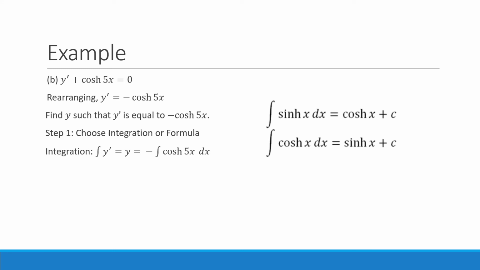Based on some integration table or derivative table, we see this relationship between hyperbolic cosine and hyperbolic sine. Using that table in combination with our integration skills, we can find that the integral of negative hyperbolic cosine of 5x dx equals negative hyperbolic sine of 5x divided by 5 plus c, which is our constant of integration.